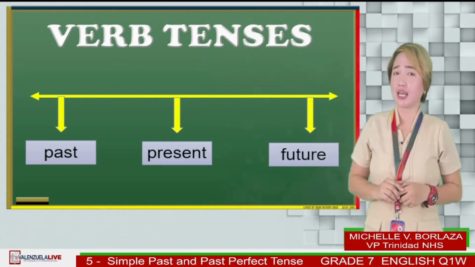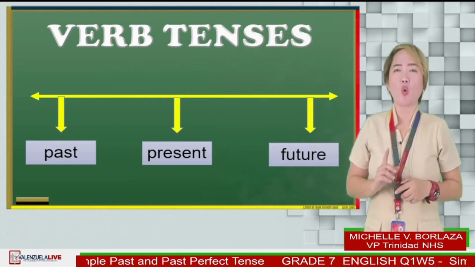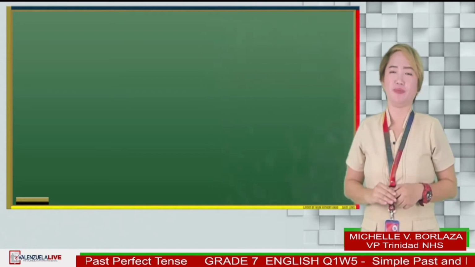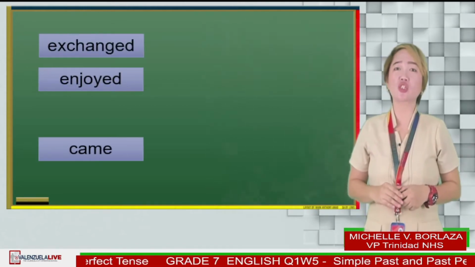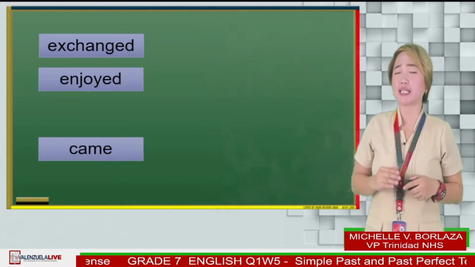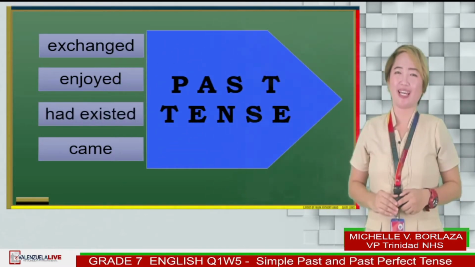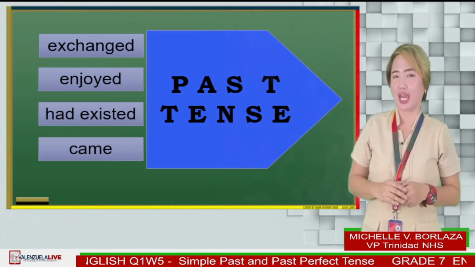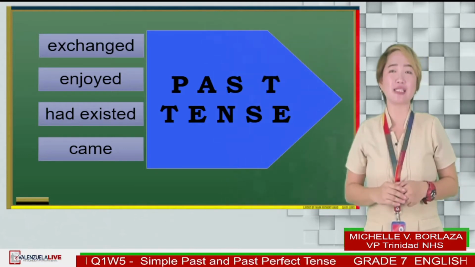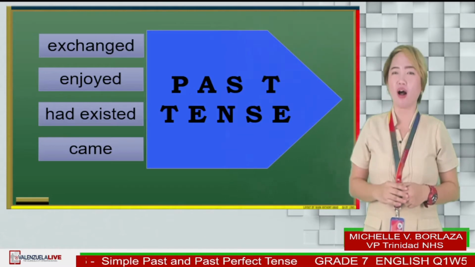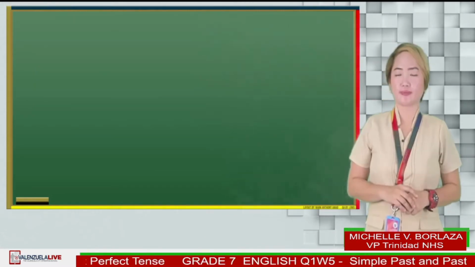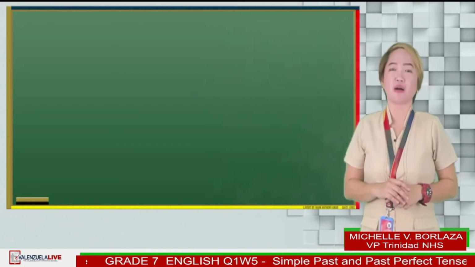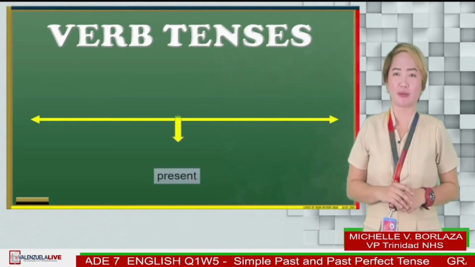Now, let us see how much you remember. What is the tense of the words from the sentences earlier? Exchange, enjoyed, had existed, and came. Okay, you are really doing well, learners. You're correct. The words exchange, enjoyed, and had existed, as well as came, are all in the past tense. Let us now rediscover the past tense of the verb by studying two actions completed in the past.